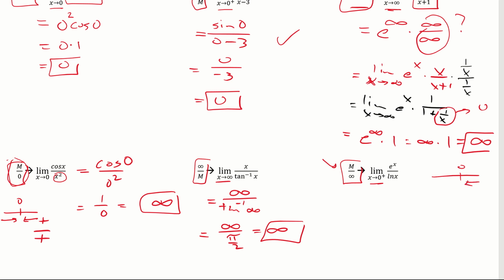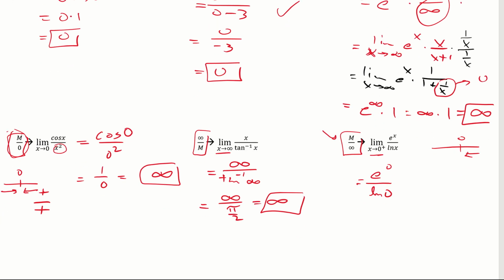Plug in, and I'll say I'm getting e to the 0 over natural log of 0. I've got to know these curves. Make sure that you know this. So here is e to the x, and here is its inverse, natural log of x. We should burn those into your memory. What happens at e to the 0, we kind of know is 1. Natural log of 0, look what it does as it approaches 0 from the plus. It goes to negative infinity.